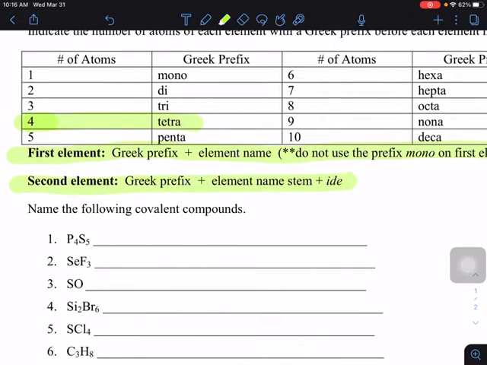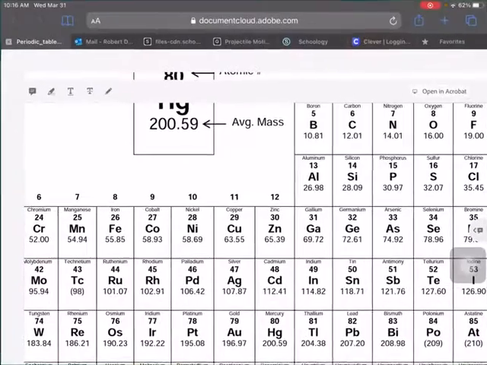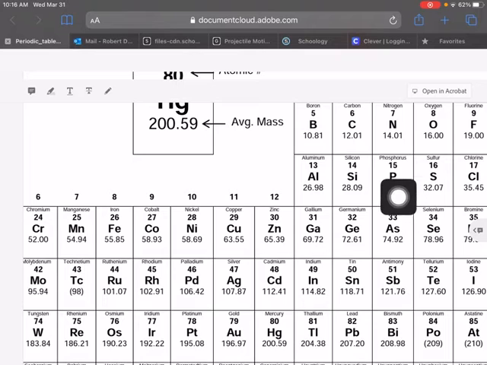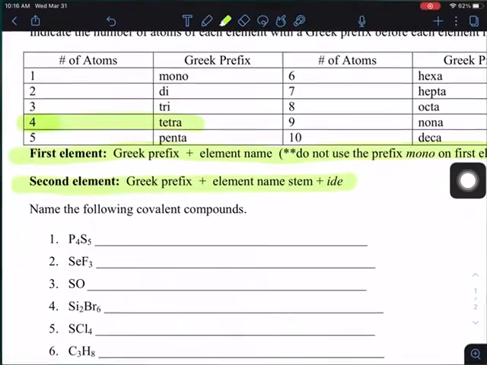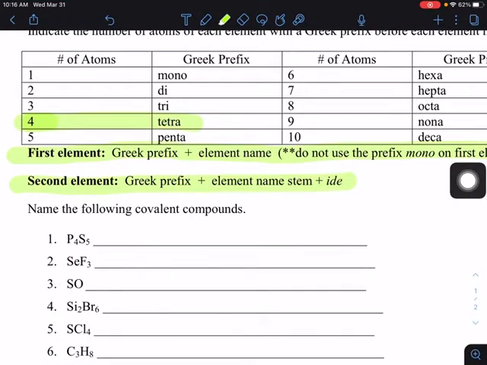P is phosphorus, and again, if you don't know the names of these, you just have to go to the periodic table right here. P tells you that it is phosphorus. So we're just going to do the tetra. Remember, the 4 right there tells you that it's tetraphosphorus.